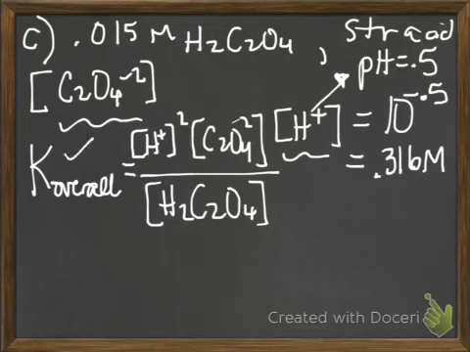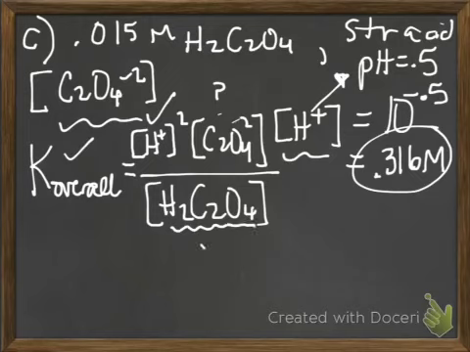The K overall is known. The hydrogen ion concentration is known. That's right here. The oxalate is what we're looking for, okay? And then the original oxalic acid is also known. The original oxalic acid is the 0.015, okay? So we're going to take all of those numbers. I'm going to go to a clean slide, and we're just going to plug those numbers in to solve for the oxalate amount left over.